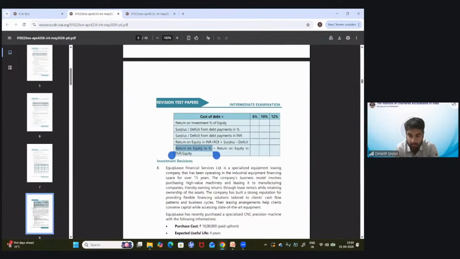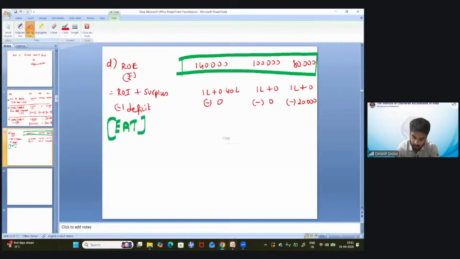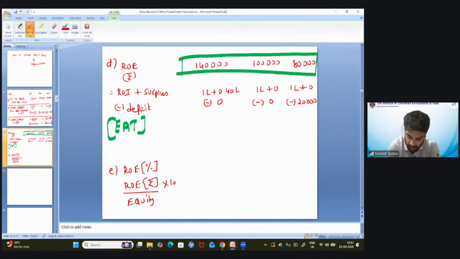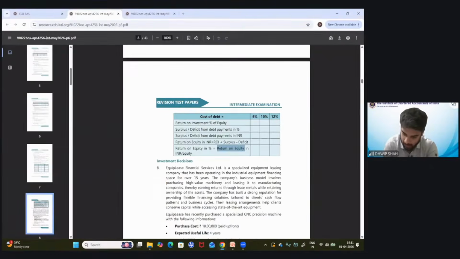Now they have asked ROE in percentage. So can I say ROE in percentage is nothing but ROE in rupees divided by equity amount. Followed? इसका फॉर्मूला क्या बनेगा? ROE in rupees divided by equity into 100. This formula they have also mentioned. See over here. ROE in percentage is equal to ROE in rupees in INR divided by equity. Or else it is nothing but earnings after tax divided by equity.